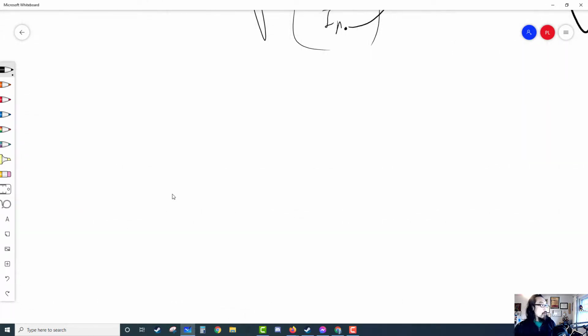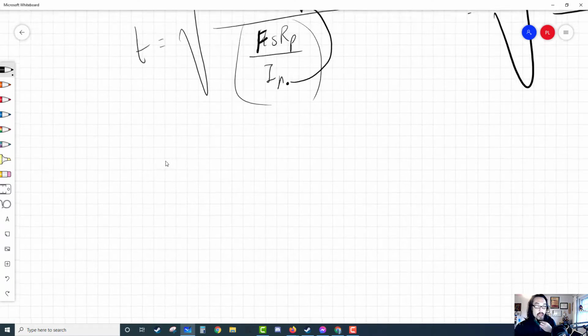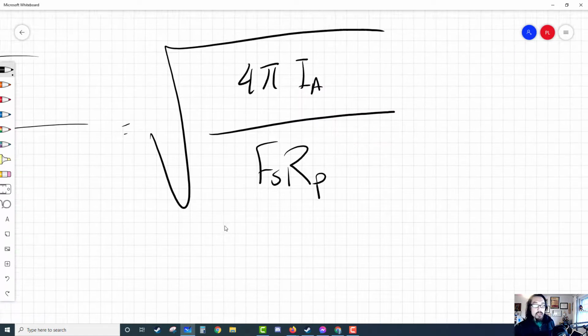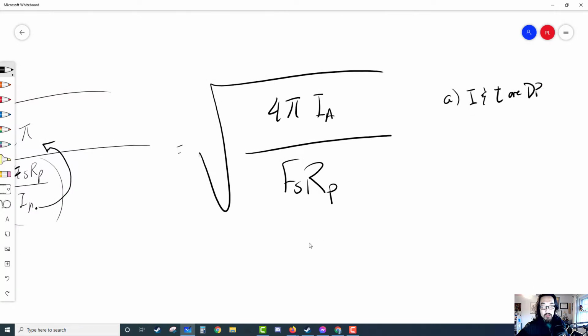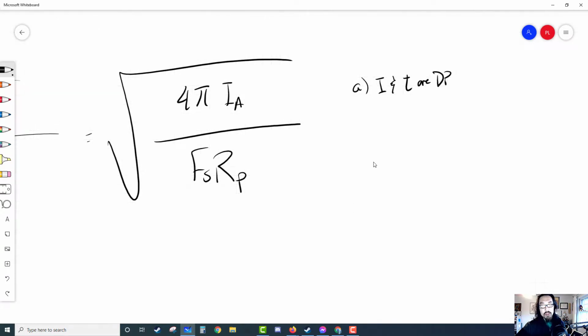All right, next, part B2. Part B2 is asking, is your answer to part B1 consistent with your answer to part A? Ooh, this is cool. And so here's my answer for B1, and for part A, we said that I and T are directly proportional. If we take a look at this equation here, I is in the numerator, T is in the numerator, and so yes, they are both directly proportional, and they're also on opposite sides of the equation.